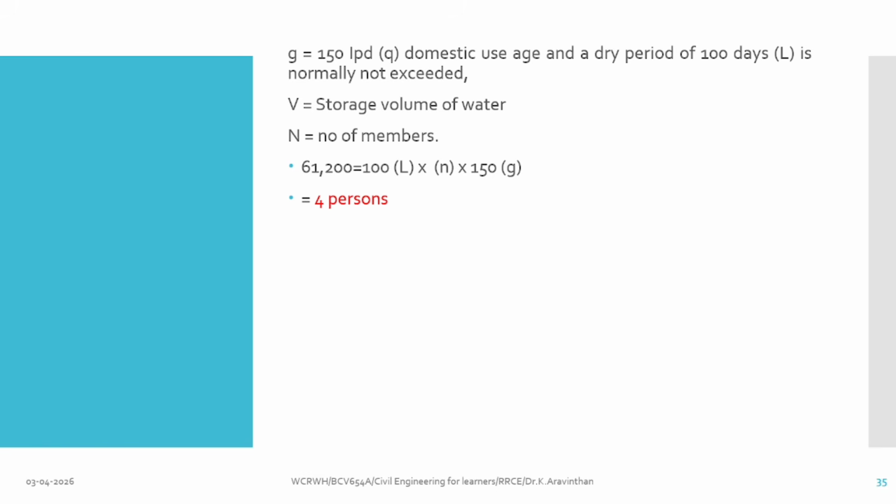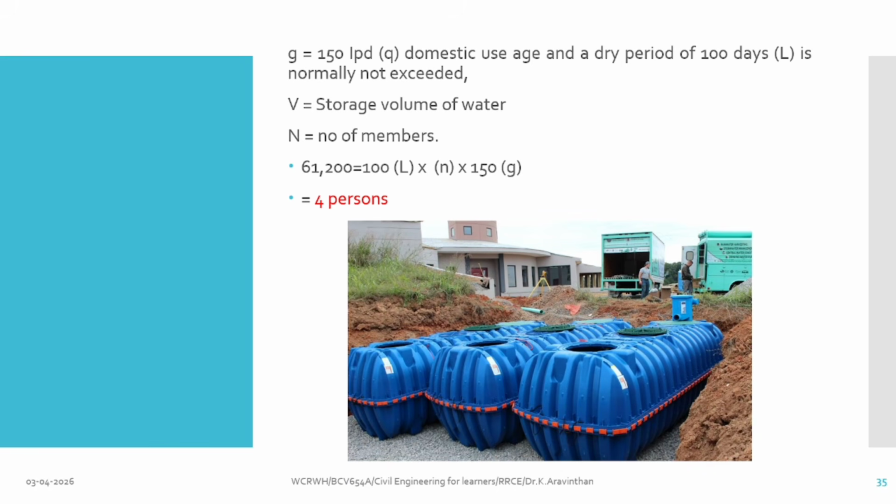L N G. What is LNG? L is the number of dry days into N, the number of persons, into 150 liters per capita per day, which is domestic usage. The total water availability is 61,200 liters. So 4 people can use it during these dry days. And you can store this rainwater by using this kind of containers. And 61,200 liters can be stored in this kind of container. It can be used by pumping the system.